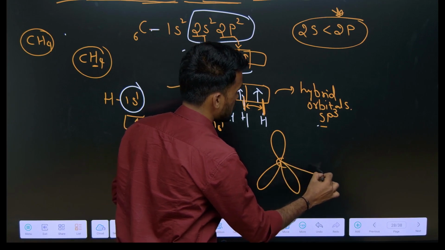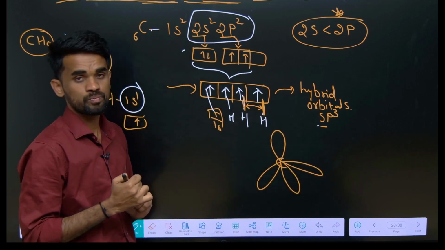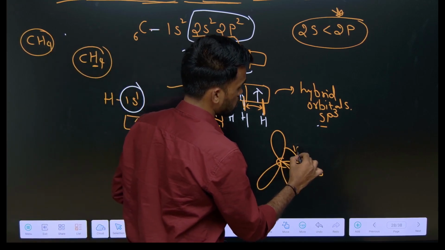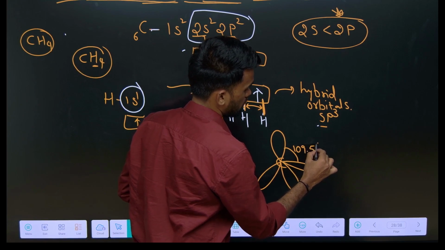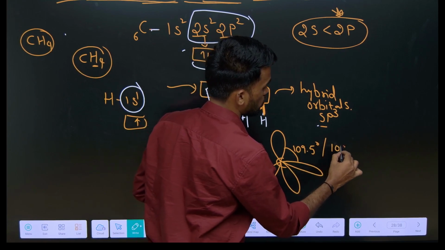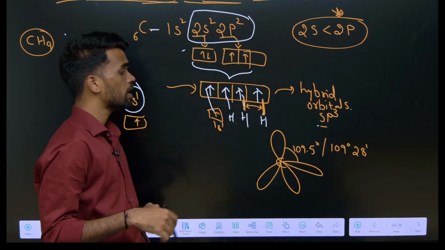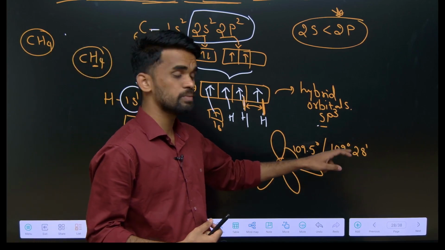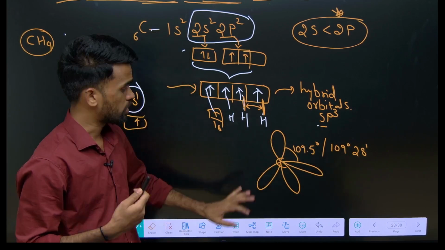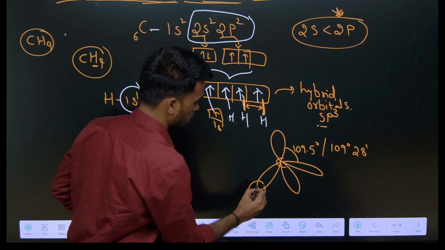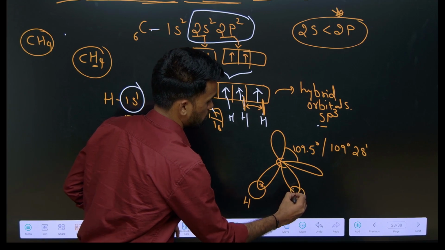So you have to imagine this in the 3-dimensional view. Therefore the angle here we are getting is 109.5 degrees, or you can say it is 109 degrees 28 minutes. I will tell you how to convert degrees into minutes or minutes into degrees later. As of now you can remember. So now each hybrid orbital, at the end you can write 1 hydrogen atom like this.